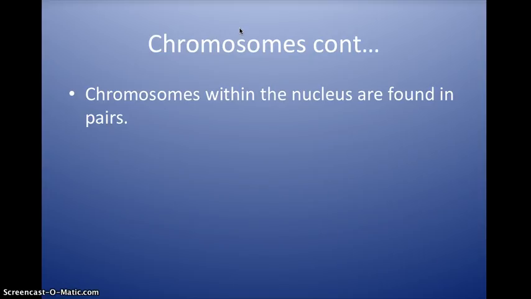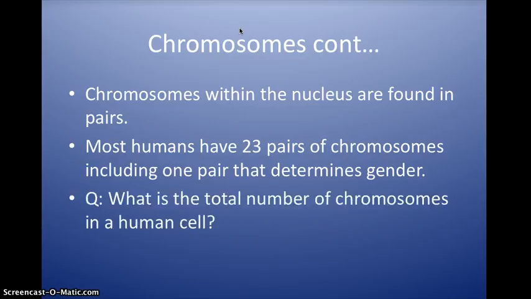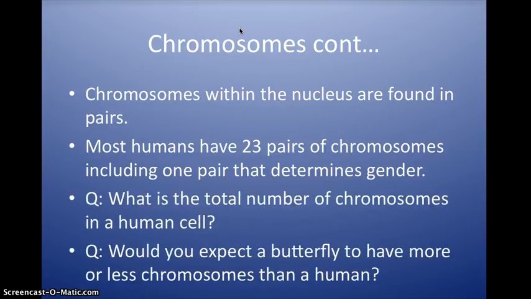Chromosomes within the nucleus are always found in pairs. Most humans have 23 pairs of chromosomes, including one pair that determines gender. So that one pair will determine if the offspring will be a boy or a girl. So take a second and pause the recording and see if you can answer the following two questions. What is the total number of chromosomes in a human cell? And would you expect a butterfly to have more or less chromosomes than a human?